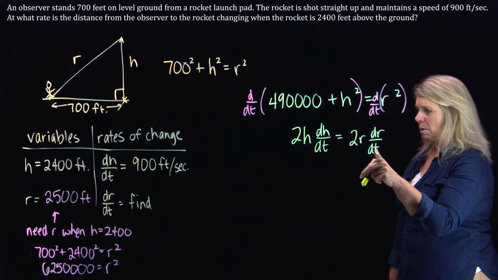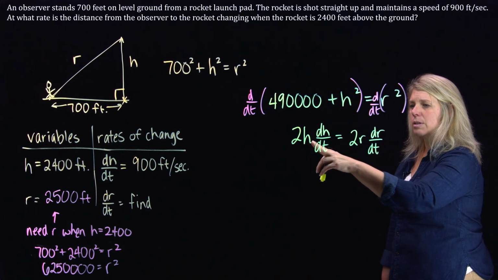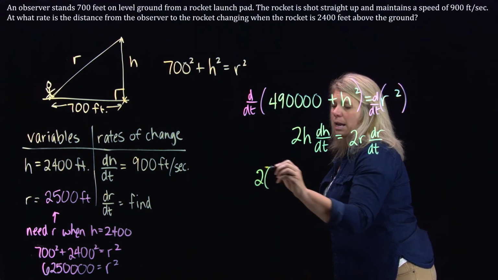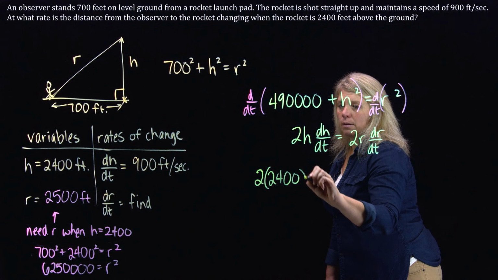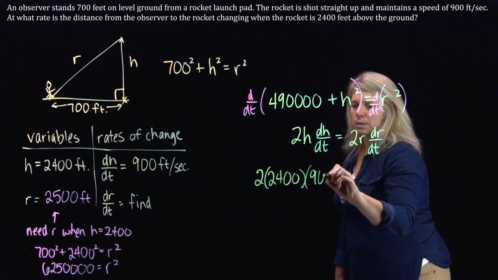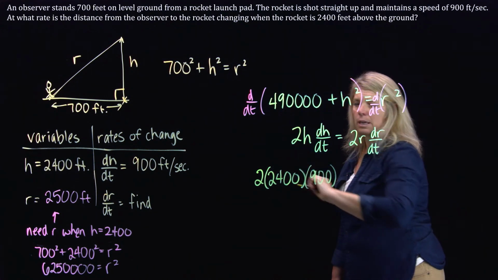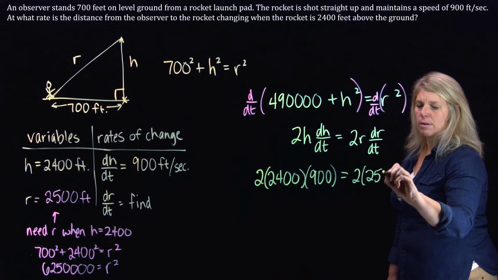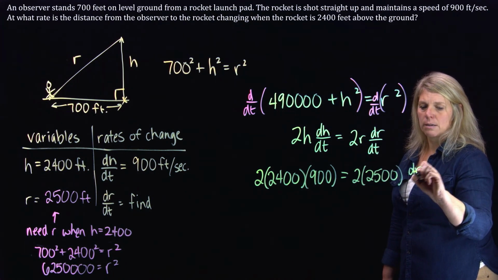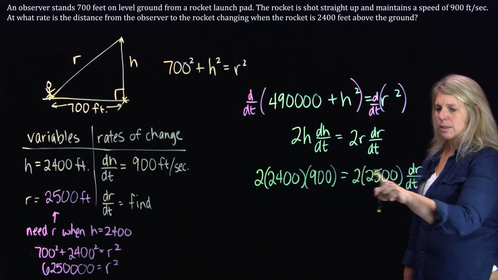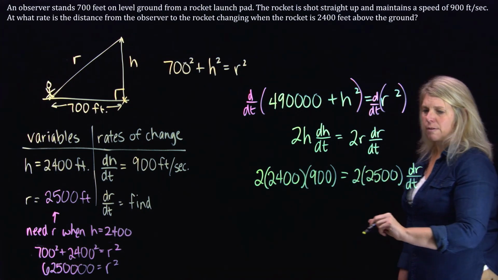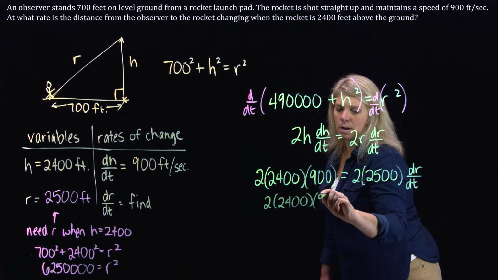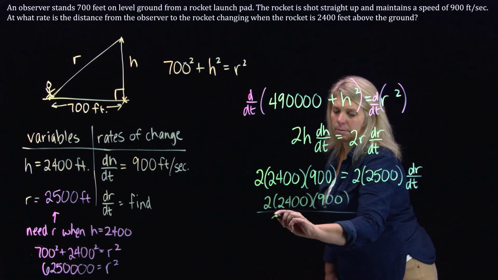So at this point, though, remembering dr/dt is what we're interested in finding, we're just going to plug in the values that we have for all of these other numbers and then solve for dr/dt. Okay, so our h was 2,400. dh/dt was 900 feet per second. That's a positive rate of change because our h was increasing. Our r at that particular instant was 2,500. And we're trying to find dr/dt. Okay, so we can just divide through by this product, 2 times 2,500. And you can simplify that before you divide through or after. I'm just going to do that after.